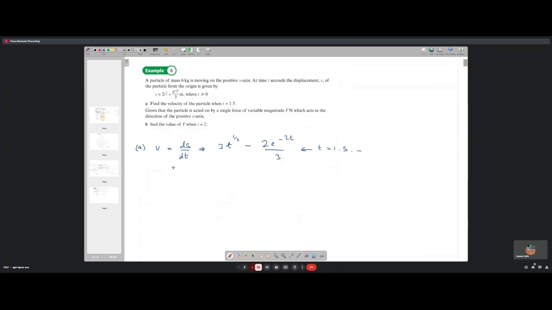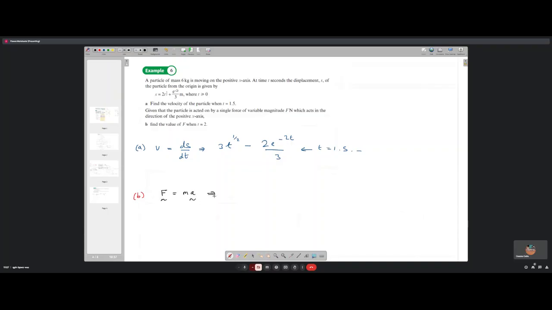Part B, on the other hand, I don't know if you were taught this in year 1, but it says, given that the particle is acted on by a single force of variable magnitude F, which acts in the direction of the positive x-axis, find the value of F when t is 2. Now, this is a good question, because one thing a lot of students will forget is, well, how is this related in any way? Remember, force is equal to mass times acceleration.